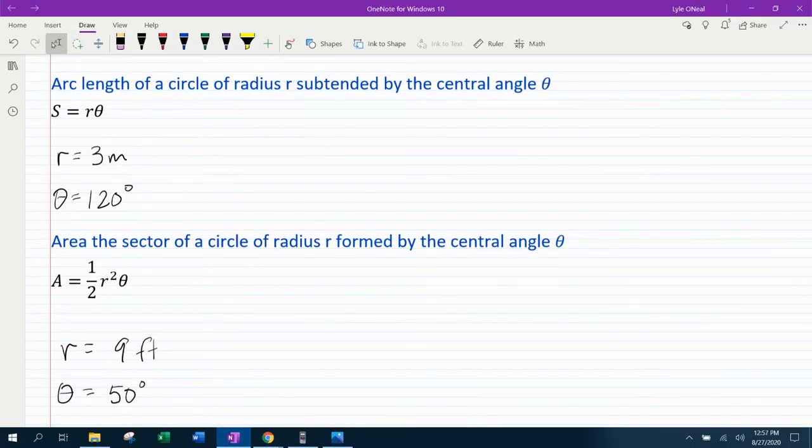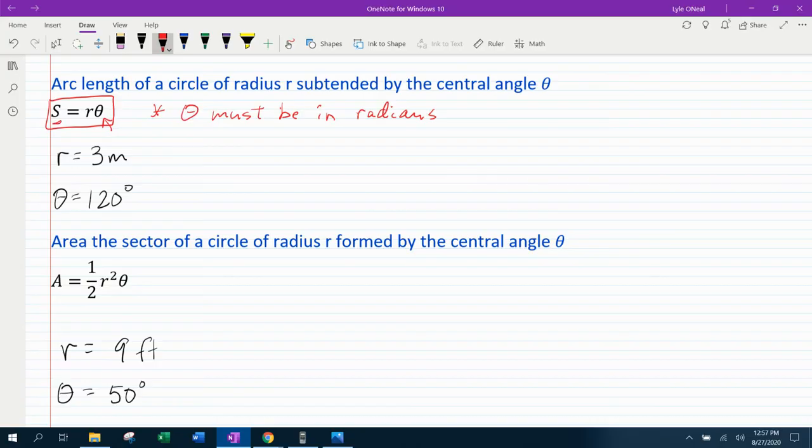Next, arc length. We have a formula for arc length, S equals R times theta, and you need to know that theta must be in radians. So in order to plug into this formula, if you're given an angle in degrees like we are, you're going to have to convert it to radians.